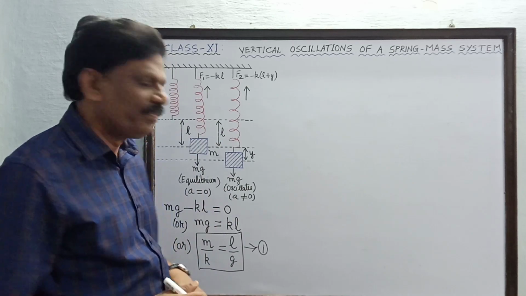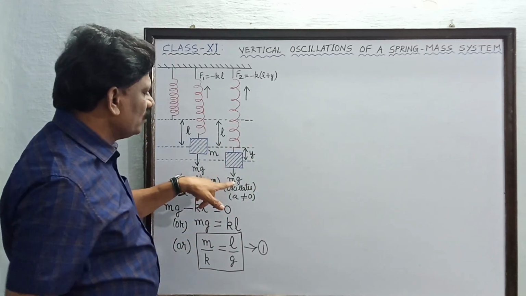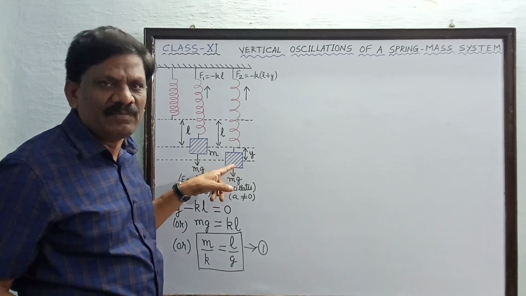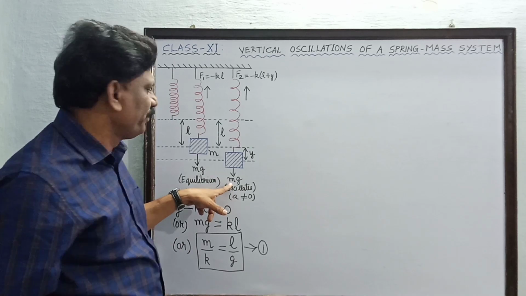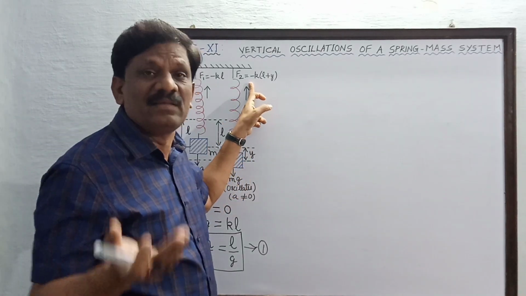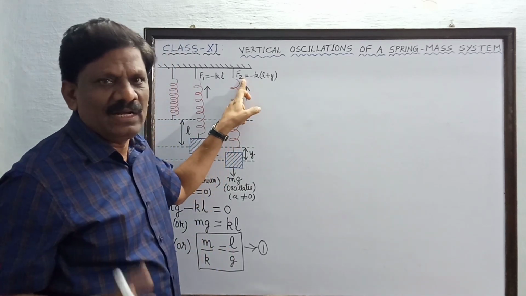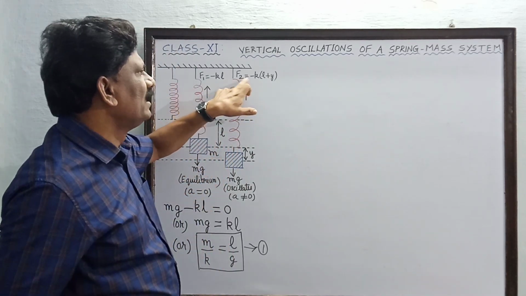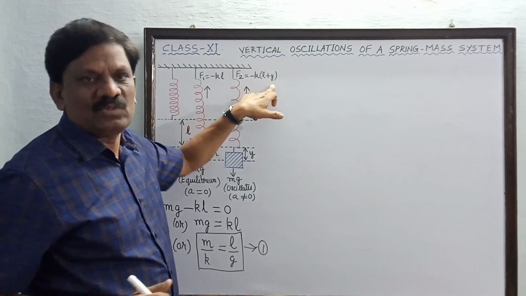Let us see now. In the third picture, the first force acting in the downward direction is the weight of the wooden block, so mg in the downward direction. Then the restoring force in this case will be different than the previous case. What will be the restoring force now? F2, and this restoring force is this time minus k times (L plus y).